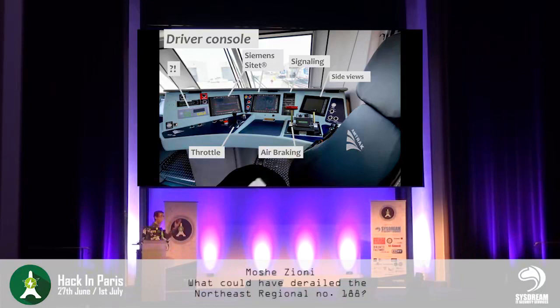You have side views, so you can view your sides with cameras. You have signaling systems, which can give the driver some support on his driving. And you have the screens, which is the main interest for the driver to look at. You have a throttle that makes the train go up in speed and down in speed. And of course, you have something very weird here, which is just a board covering up a hole in this case, but it's supposed to be a Motorola radio to be used by train drivers.